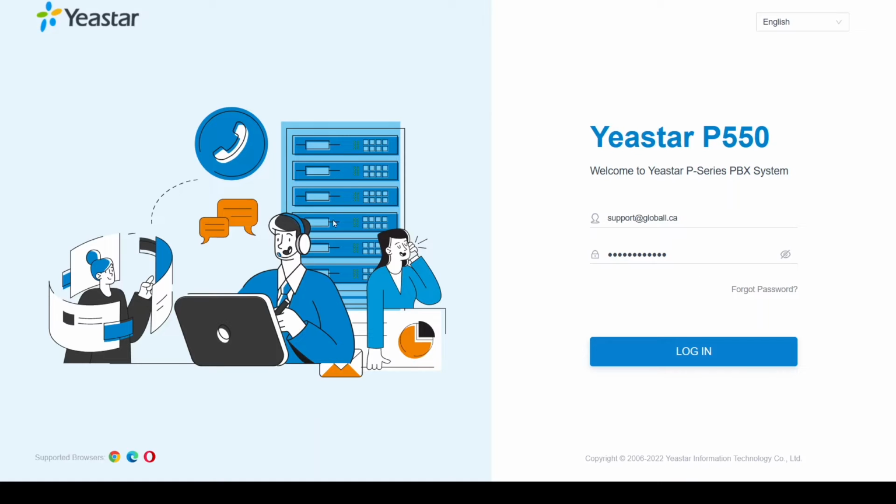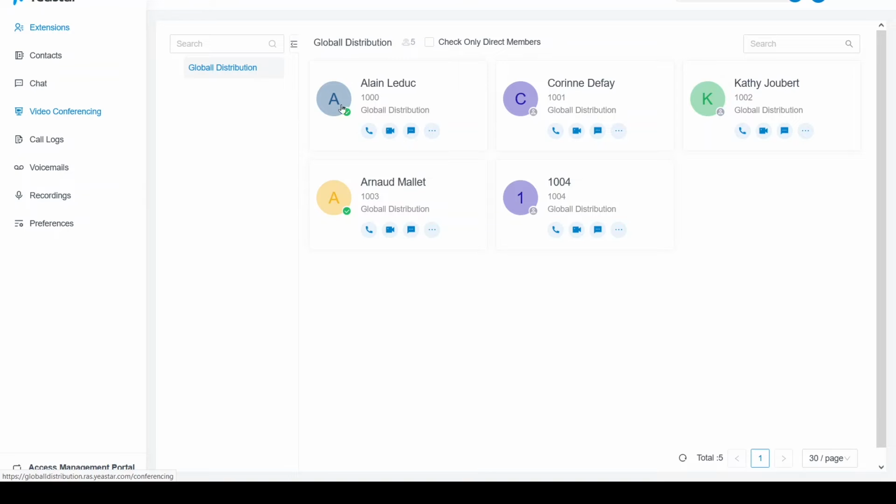From that page you can see that Yeastar recommends connecting from Google Chrome, Edge or Opera. You could also use Firefox, but not all the features will work with it. Those are the ones recommended by Yeastar for all the features. Here I'm working on Chrome. Now I'll log in with my credentials to my extension.